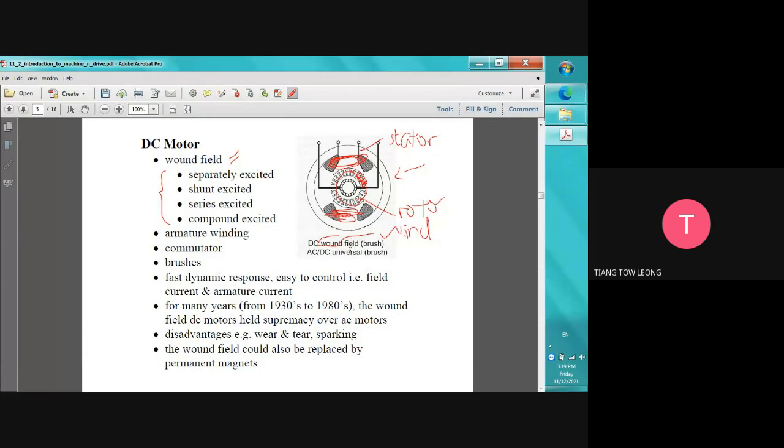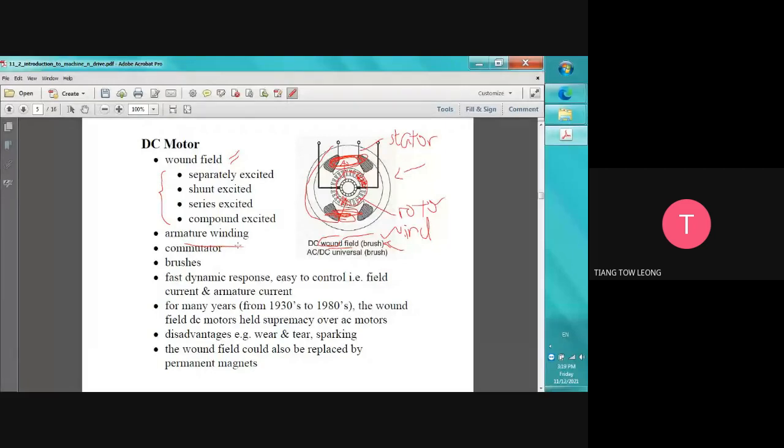But why do we call it wound field? Because the field created is by the winding. The field is the field that needs to be created through here and then go back to here. It is created by the winding. So we call it wound field.